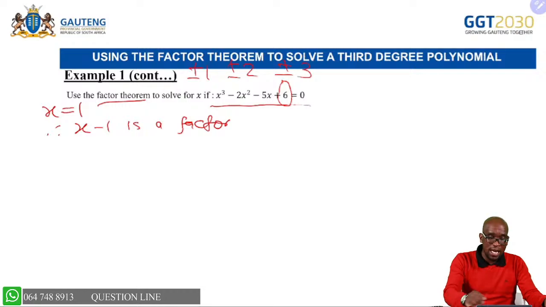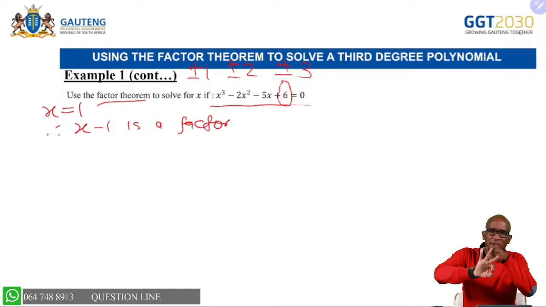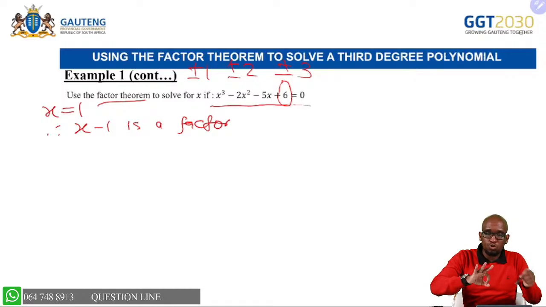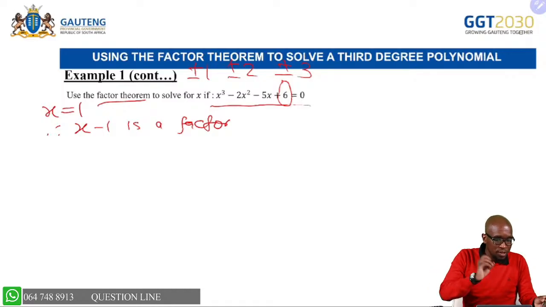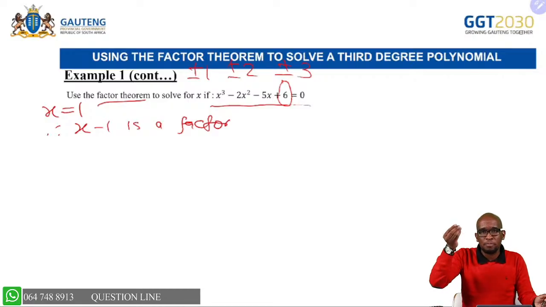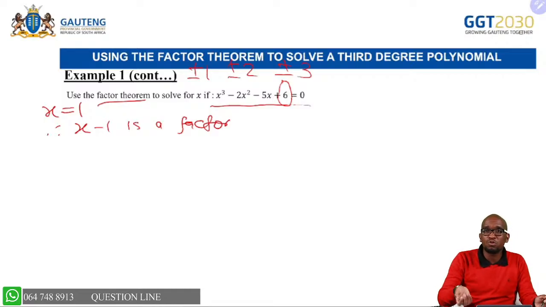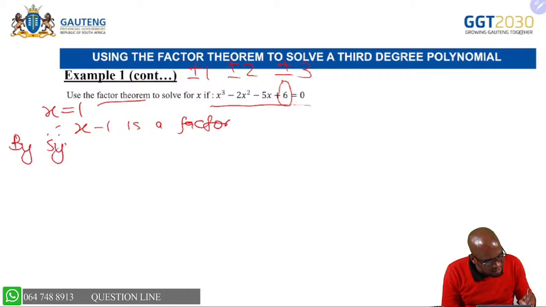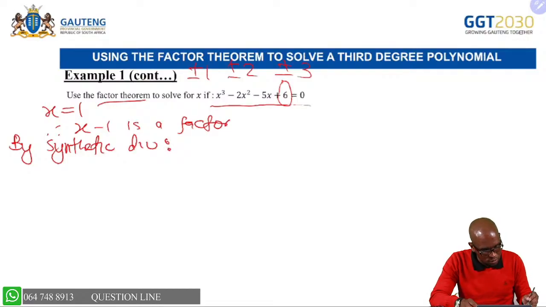Now, if I want to then simplify this, I can use any of the three methods: long division, synthetic division, and inspection. But because of time, I'm not going to do long division. I'm just going to show you something on synthetic and something on inspection. But moving forward from this, I'm just going to use synthetic division. Now, by synthetic division, this is what I'm going to obtain.